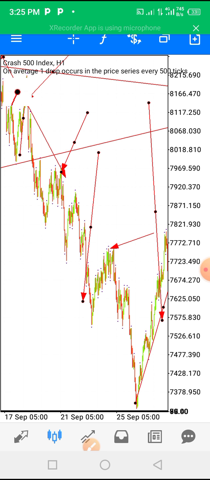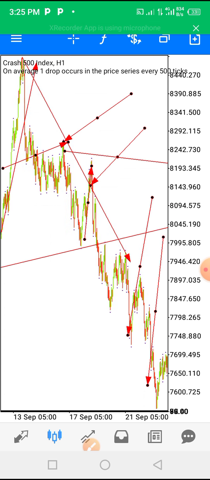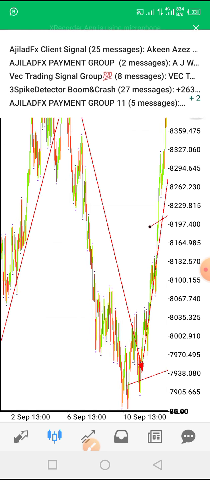You go in here, what happened? Price moves down, because it's a zone. So as a seller, you sell at a resistance zone, and as a buyer, you buy at what? A support zone. Look at here.